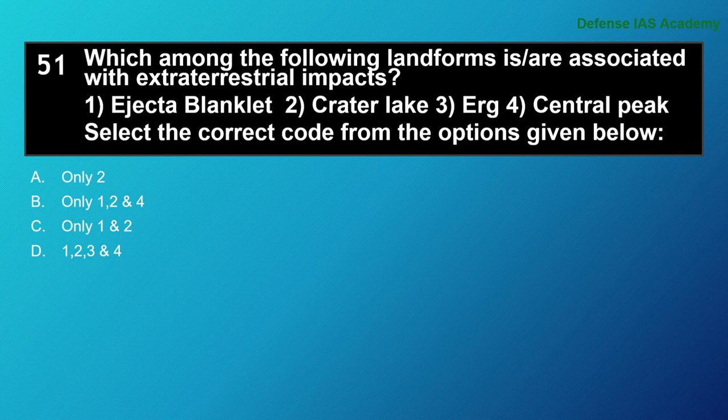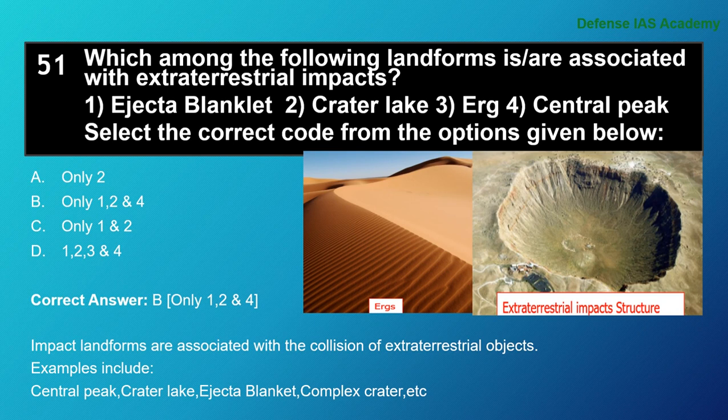Question 51. Which among the following landforms is or are associated with the extraterrestrial impacts? The options are 1. ejecta blanket, 2. crater lake, 3. erg and 4. central peak. The answer is option B, only 1, 2 and 4. That is, ejecta blanket, crater lake and central peak are associated with the extraterrestrial objects. So an impact landform is associated with the collision of an extraterrestrial object.